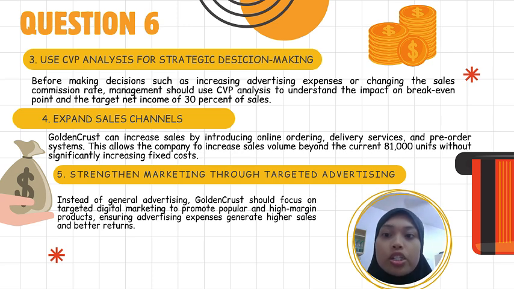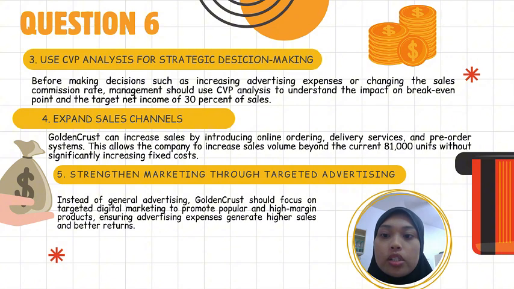Next, companies should expand sales channels by increasing sales through introducing online ordering, delivery service, and a pre-order system. It allows the company to increase sales volume beyond the current 81,000 units without significantly increasing fixed costs.